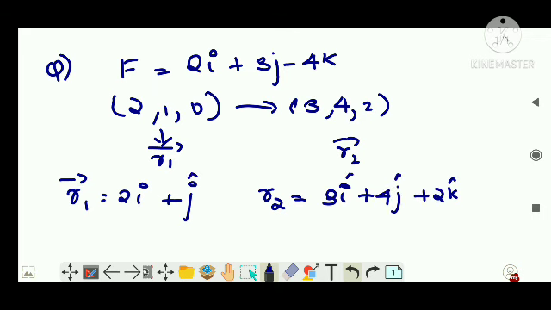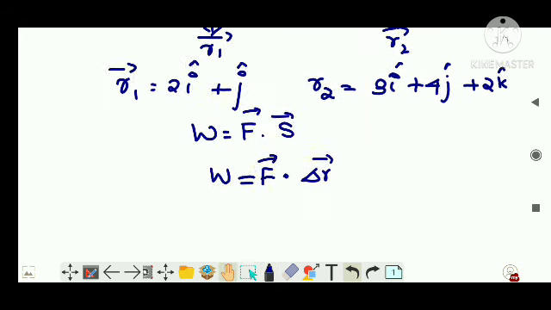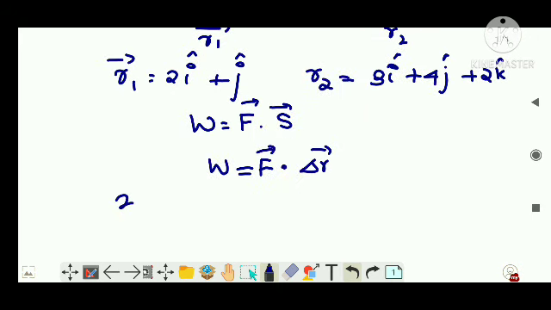Put the caps, right? This is the vector representation. Your work equation is force into displacement, so you are supposed to write it in vector form: work equals F vector dot delta r vector, where delta r is the displacement. So delta r will be r2 minus r1. Delta r vector is equal to 3 minus 2, which is i, 4 minus 1 is 3j, and there is no k in r1, so it will be 2k cap. This is the delta r vector.